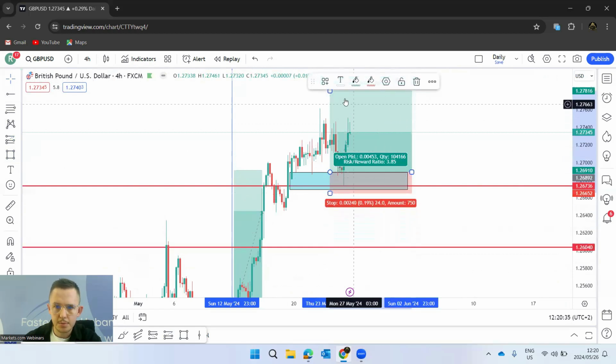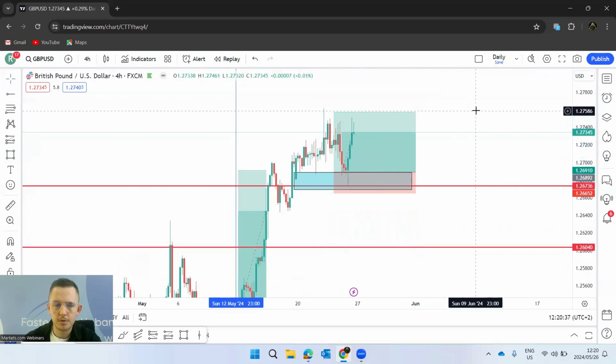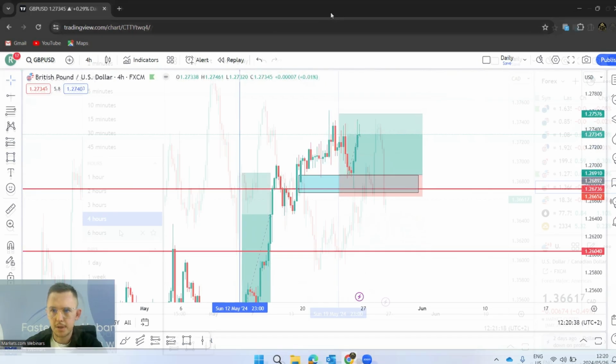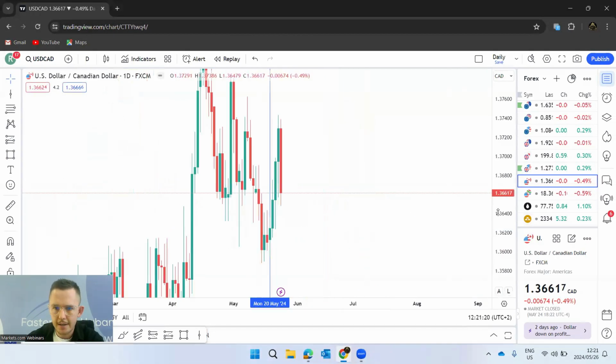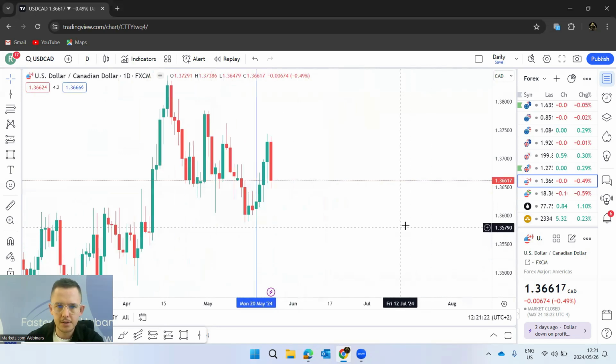So now a little bit of a smaller stop loss, but also a little bit of a smaller target on that specific trade. Okay, so USD CAD is not a pair that I favor, to say the least.